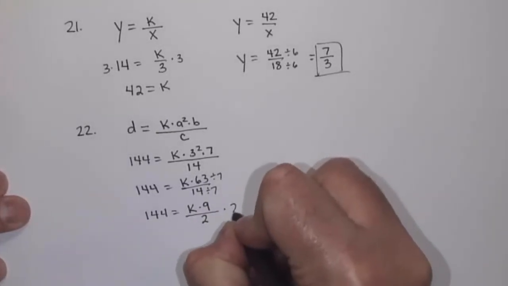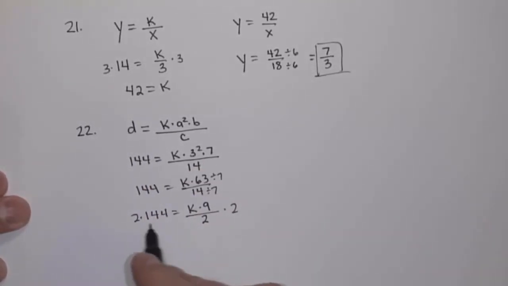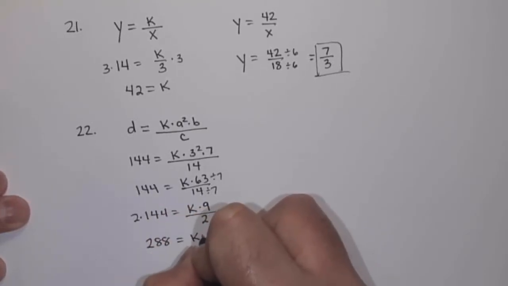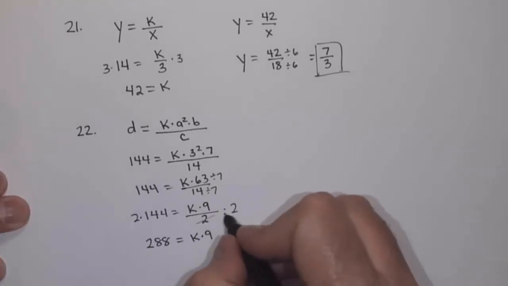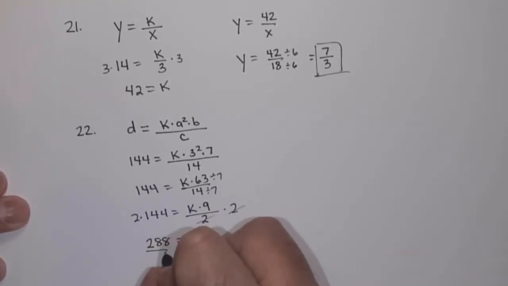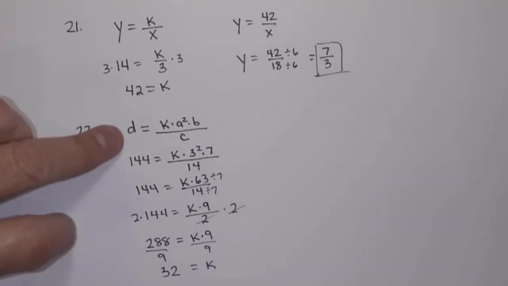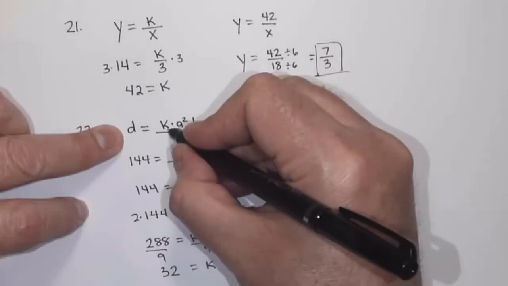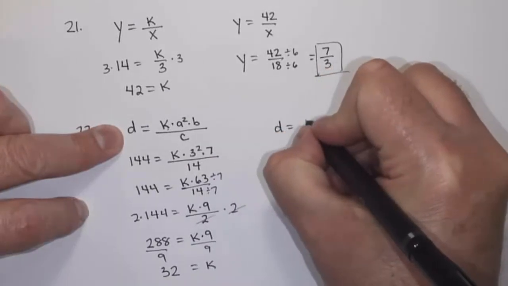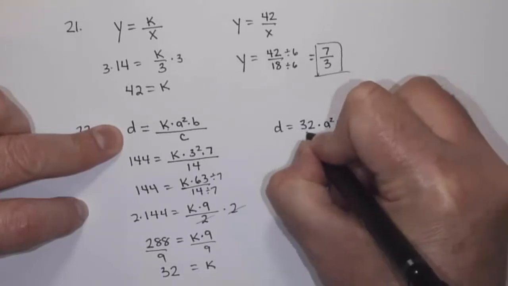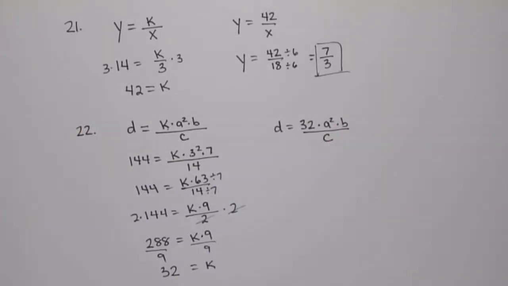So I can solve, multiply both sides by 2. 2 times 144 is 288. So I have 288 equals k times 9. And then, if I divide both sides by 9, k is going to equal 32. 288 divided by 9 is 32. So right now I just figured out what k is. I know that d equals 32 times a squared times b divided by c.